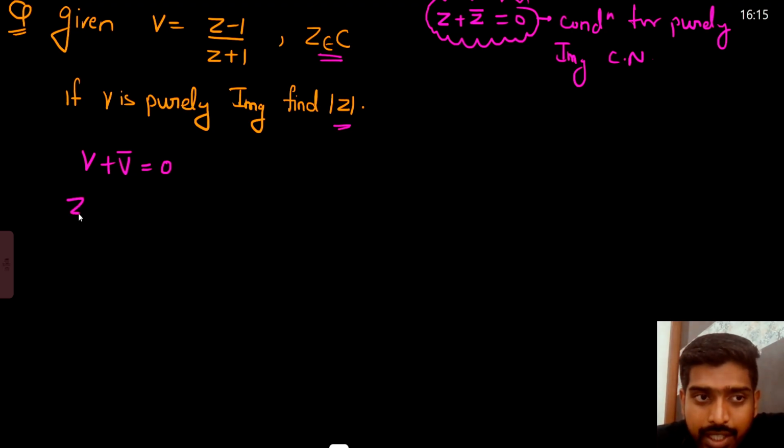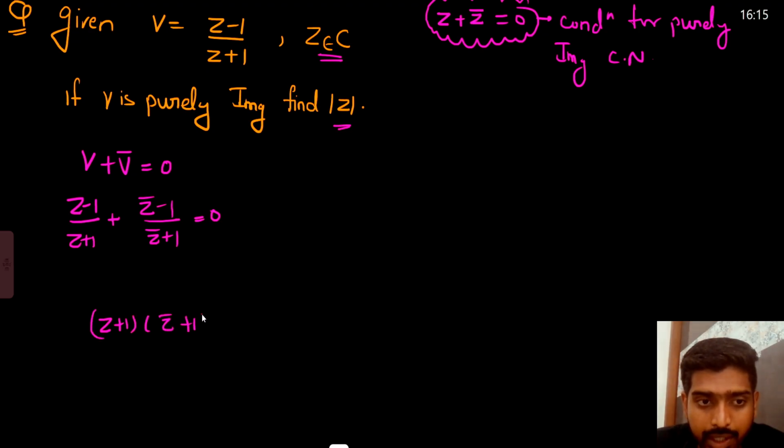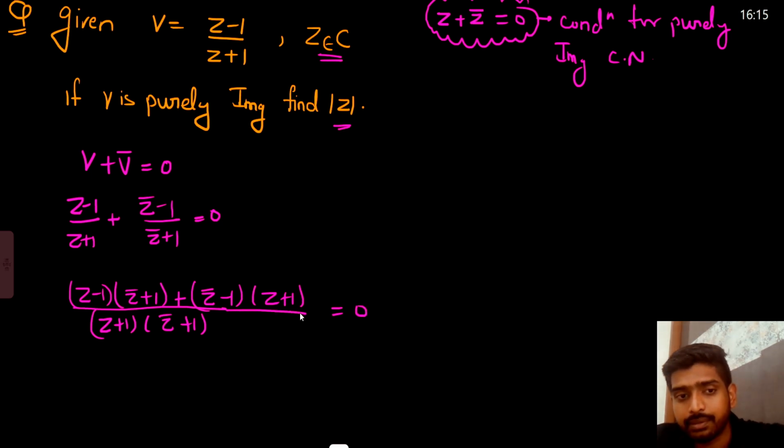So what is v? v is z minus 1 upon z plus 1, plus conjugate of z minus 1 divided by conjugate of z plus 1, is equal to 0. Now we'll take LCM. If we take LCM, we will get z plus 1 multiplied by conjugate of z plus 1 in the denominator, and in the numerator we will get z minus 1 multiplied by conjugate of z plus 1, plus conjugate of z minus 1 multiplied by z plus 1, is equal to 0. Got it?